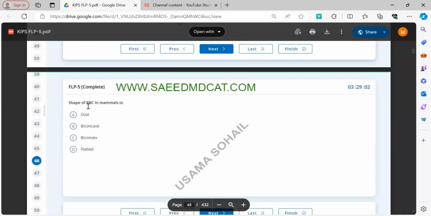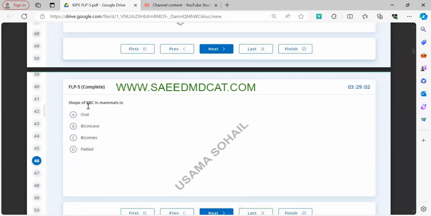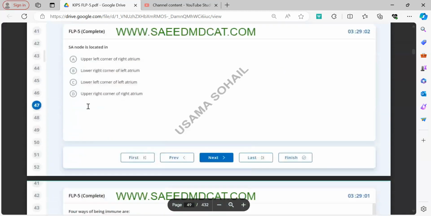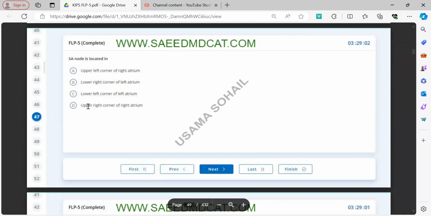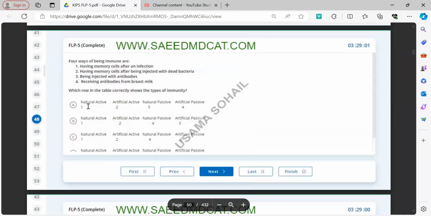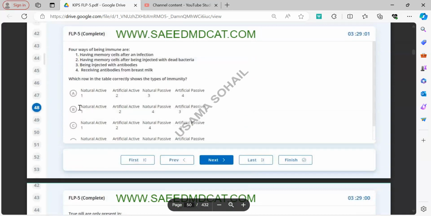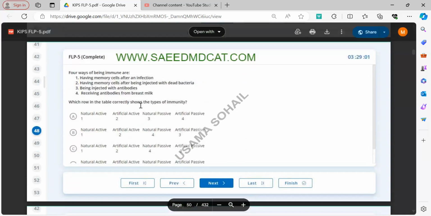The shape of red blood cells in mammals is biconcave so that it can accommodate as much hemoglobin as possible. For example, in sickle cell anemia, the red blood cells lose their characteristic shape and thus people develop anemia. Now, the sinoatrial node is located on the top of the right atrium. It is also known as the pacemaker of the heart. Now, the correct option of question 48 is B.